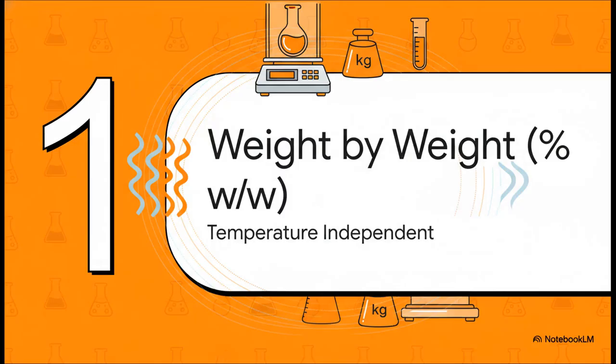Okay, so our first method is what's known as weight by weight, or as you'll see it written, %W/W. Now pay attention to that subtitle, the temperature proof method. That is a massive clue right there. I want you to keep that thought in the back of your mind, because it is basically the key to this whole puzzle.